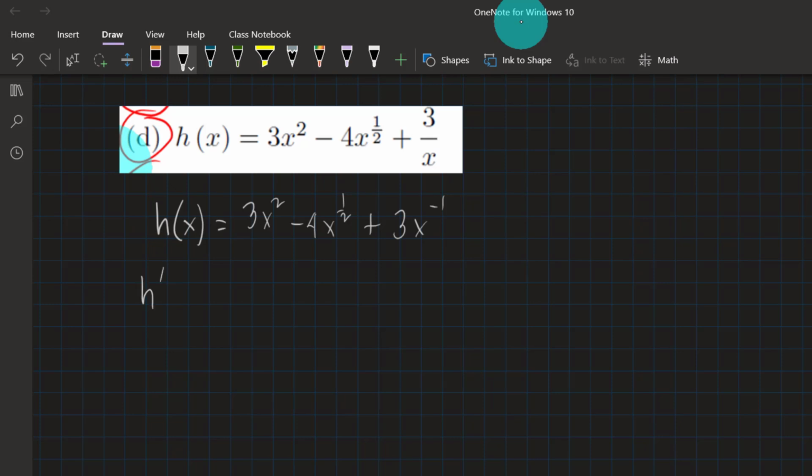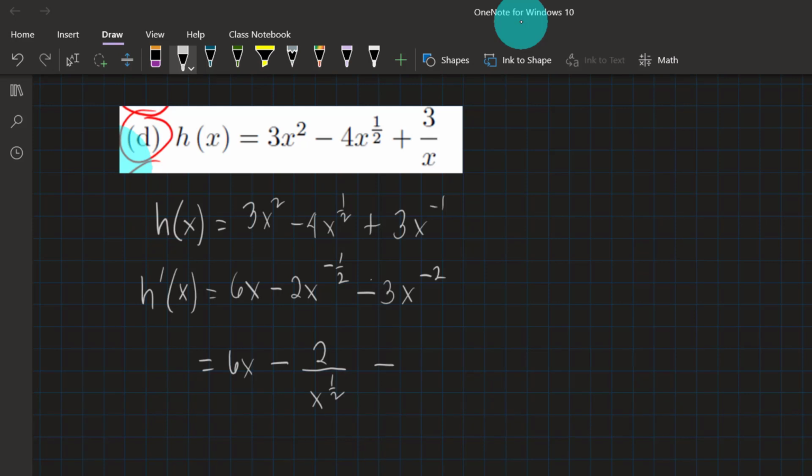So, let's get the derivative. H prime of x is equal to 6x. Then 1 half times 4 is 2. Minus 2, x raised to 1 half minus 1 is negative 1 half. Then negative 1 times 3 is negative 3, x raised to negative 1. Babawasan mo ng 1. Negative 1 minus 1 magiging negative 2. And then we simplify further. Magiging 6x minus, ito pwede natin ilagay sa denominator, magiging 2 over x raised to 1 half.